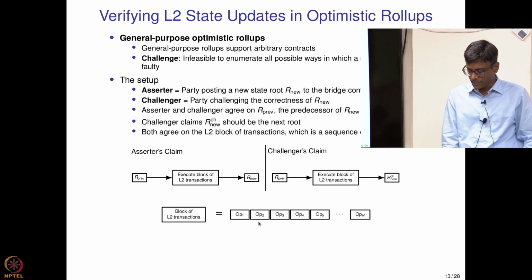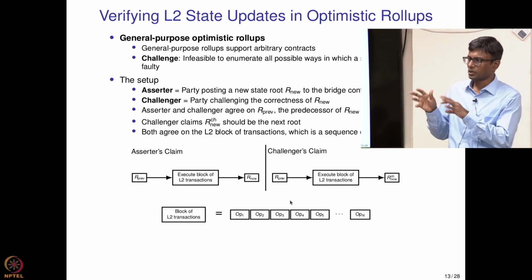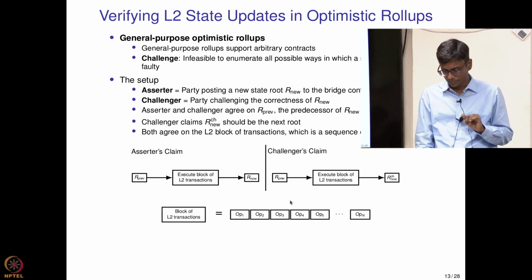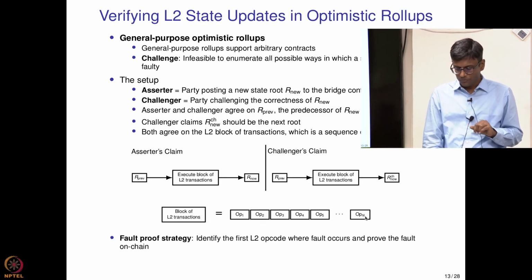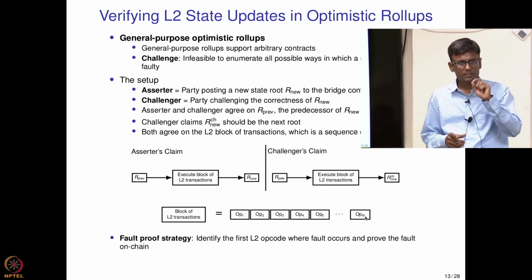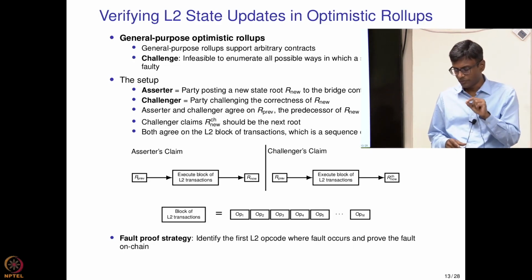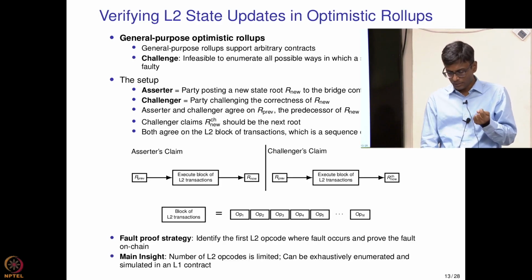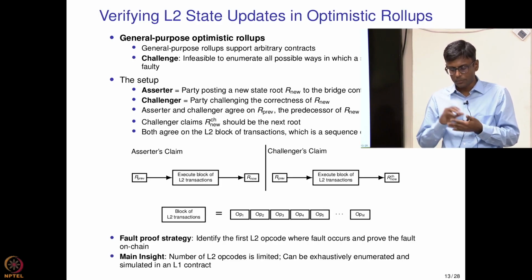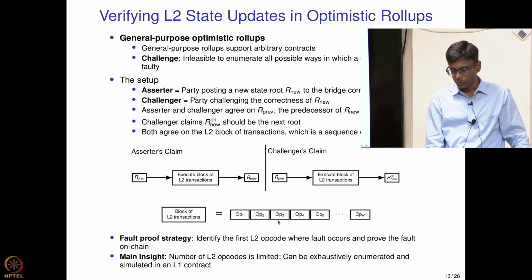But the block of transactions, they both agree on that, and this is fixed because L2 blocks are posted as call data. And it consists of a sequence of opcodes, op1, op2, these are all opcodes, some n opcodes, let us say. So the fault proof strategy is that you identify the first layer 2 opcode where the fault occurs, and you prove that fault on chain. And the main insight is that the number of opcodes is limited. So the number of opcodes may be 256, that is a small number of opcodes.